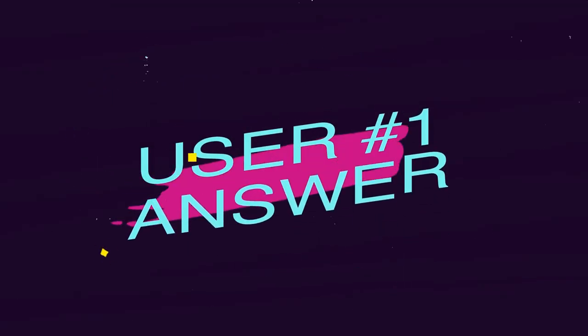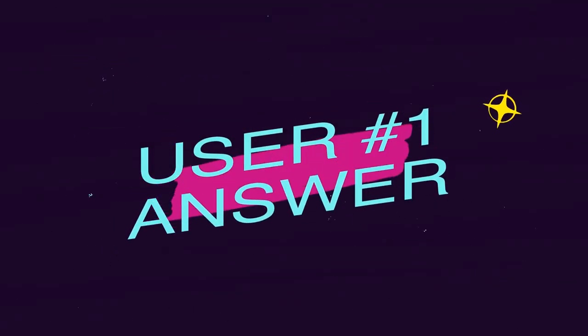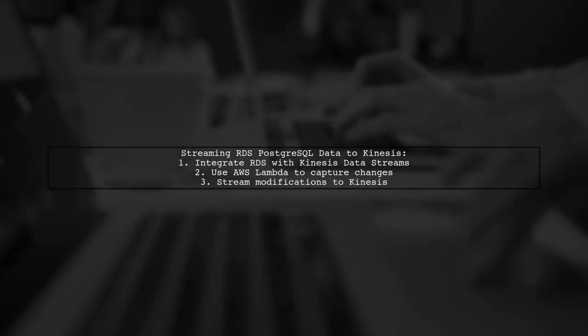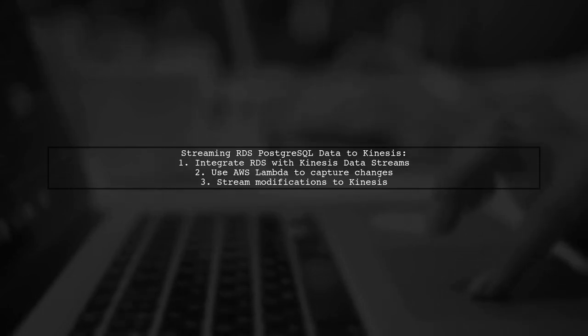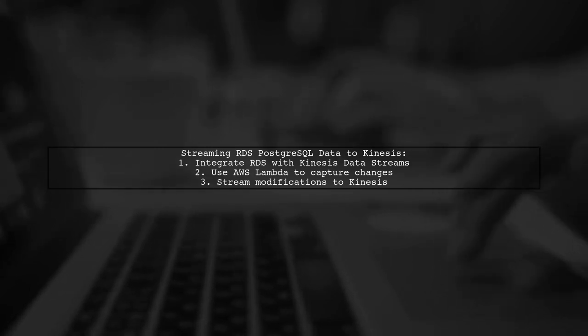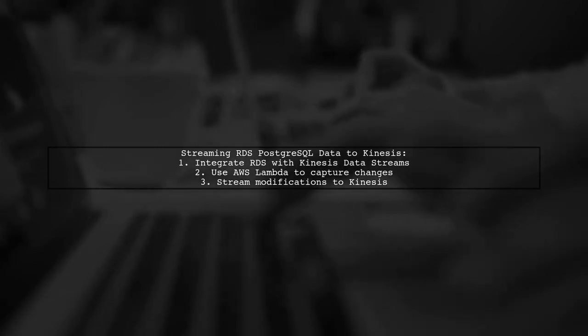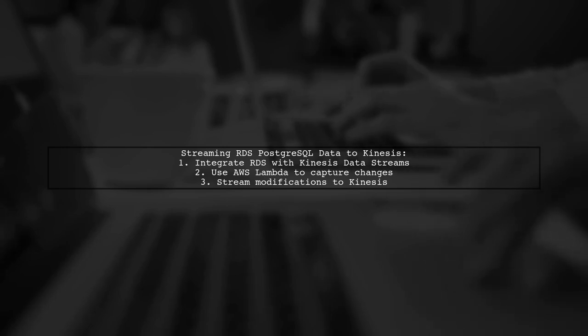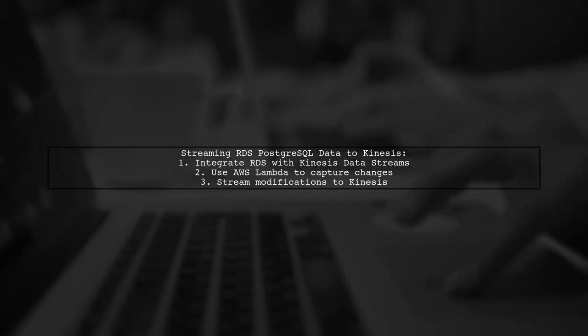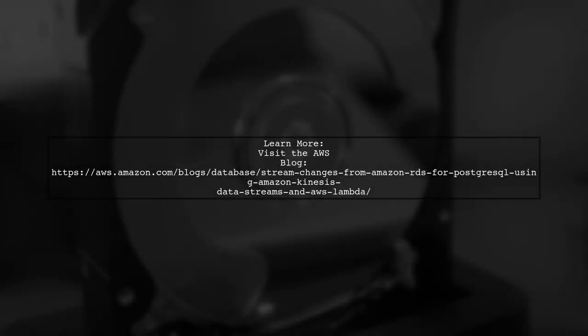Let's now look at a user-suggested answer. To stream and replicate data from Amazon RDS for PostgreSQL to Kinesis, you can integrate the database with Kinesis Data Streams. This involves using an AWS Lambda function to capture changes in the RDS database and stream them to Kinesis. For more detailed guidance, you can refer to the AWS blog post that explains this process step by step.